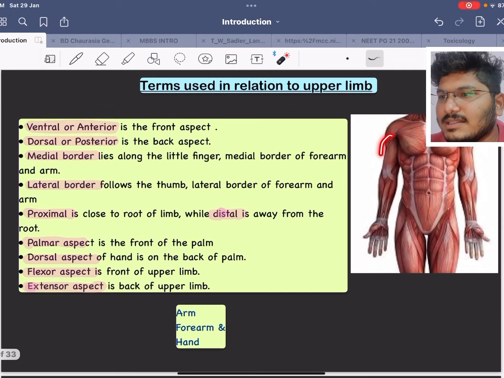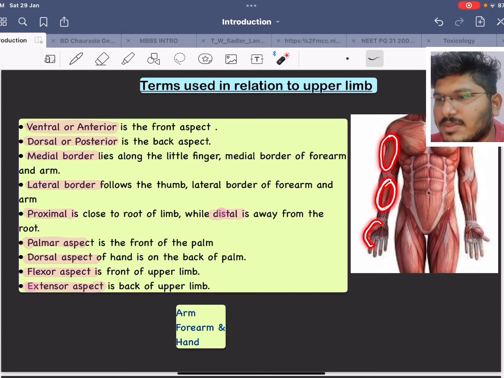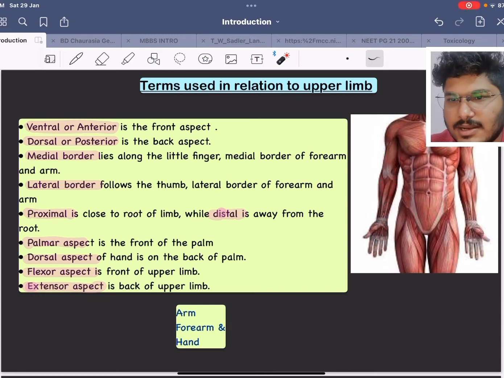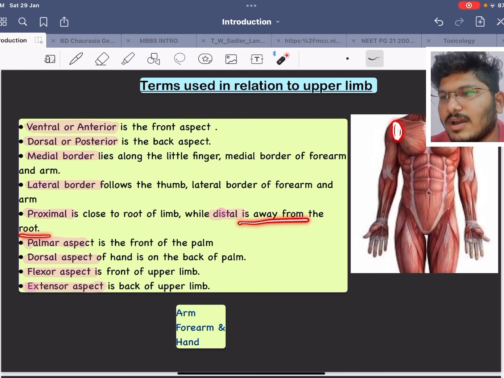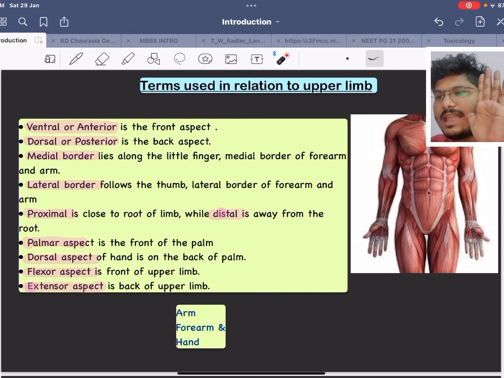So the arm is proximal, the forearm is something distal, and the hand is something more distal. Similarly, distal is away from the root of the upper limb. So this is the root of the upper limb. The palmar aspect is this one. The anterior aspect is otherwise the palmar aspect for the upper limb. This one is the palmar aspect, and obviously this is the anterior aspect, because in the anatomical position, the front part is called the anterior part.